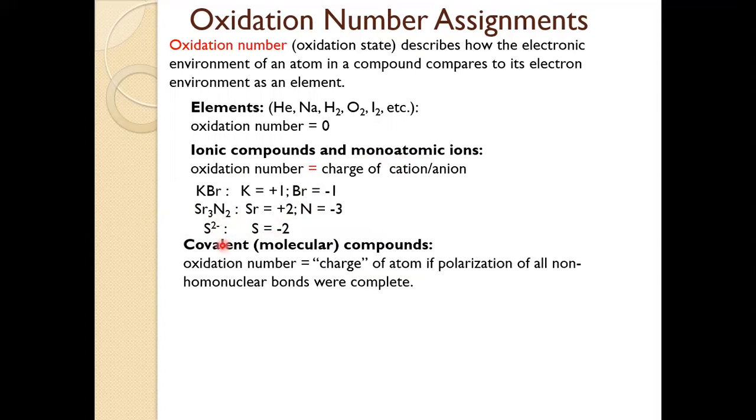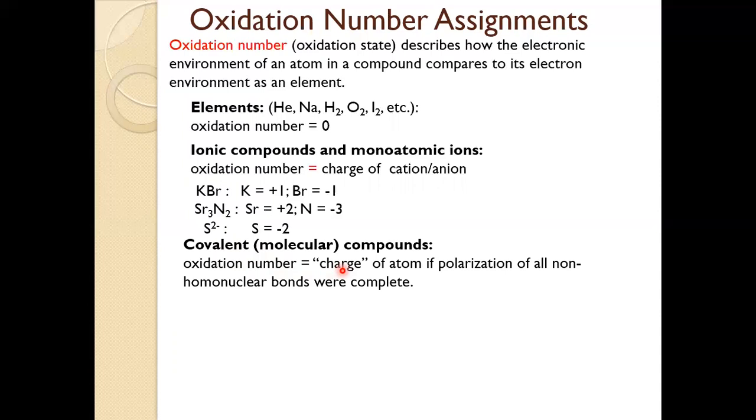For covalent, or sometimes referred to as molecular compounds, determining oxidation number gets a little bit more complicated, because molecular compounds are composed of two or more neutral atoms that are covalently bonded to one another. So they don't have an actual charge to them. Individual atoms don't have a charge, they're neutral atoms.